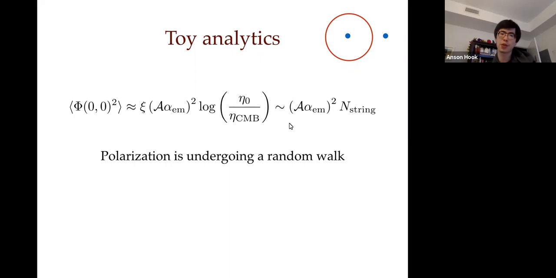The step size of going through a loop is the polarization, which is the anomaly times alpha and m, times the number of strings, which is roughly C times the log. The number of e-foldings is this log.